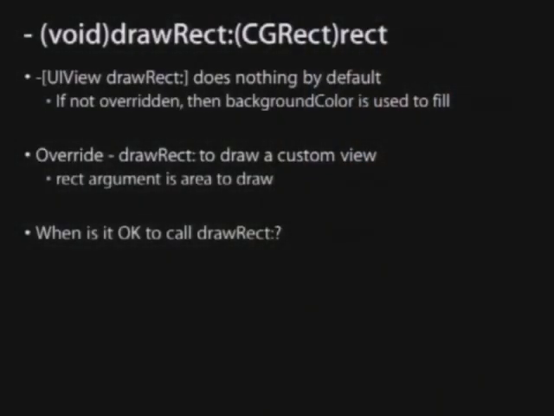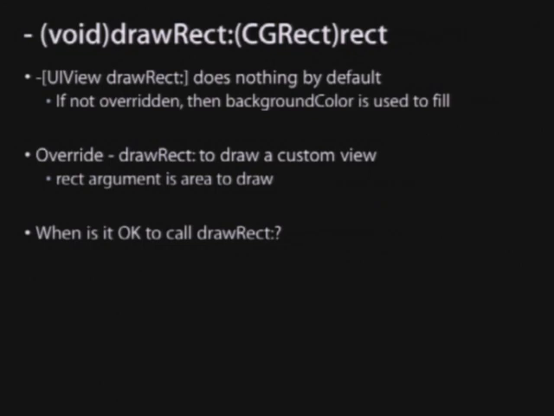So now, how do we draw views? Again, drawRect. This is what you're going to override. By default, drawRect on a UIView is an empty implementation. It doesn't do anything. If you don't override drawRect, the background color of the view, which is a property on the view, is used to fill that view. So if you want to implement a custom view, you override drawRect. The rect is the area that it wants you to draw in.